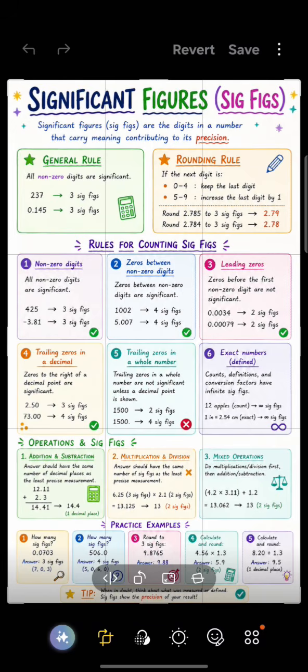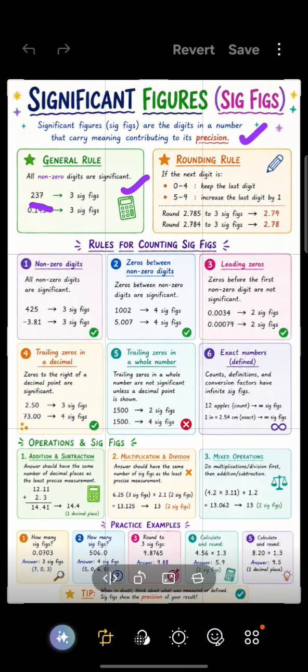Significant figures are the digits in a number that contribute to its precision. The general rule for finding the number of significant figures: all non-zero digits are significant. So the given number is 237, which contains 3 significant figures. Same way, the second one.